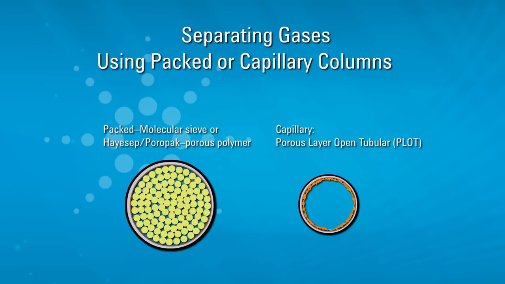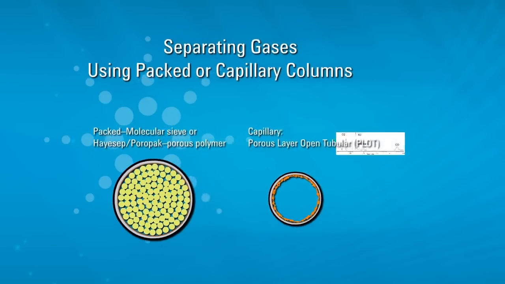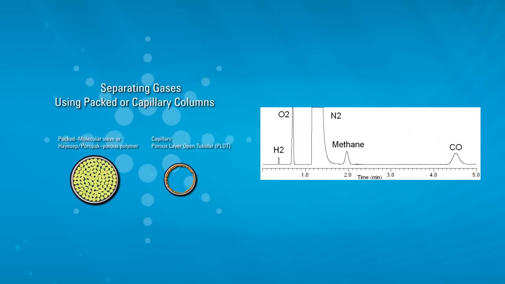HayeSep or Porapak columns are comprised mainly of porous polymers and are used to separate very light hydrocarbons. Neither the MolSieve nor porous polymer columns have a liquid phase. These types of columns are also available as capillary columns known as PLOT, or porous layer open tubular columns. The chromatogram shown is a fixed gas separation on a MolSieve column.